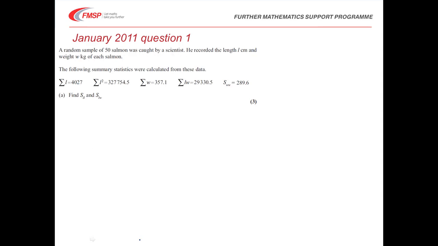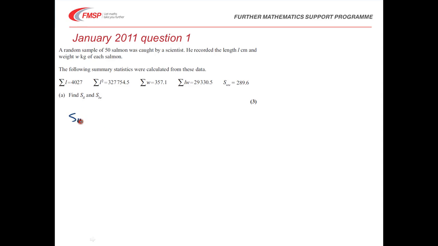So here's another one. We've got a random sample of 50 salmon caught by scientists. He records the length and the weight of each salmon. So your brain should instantly be dealing with L's and W's. That's really important. So we're asked to find SLL and SLW.